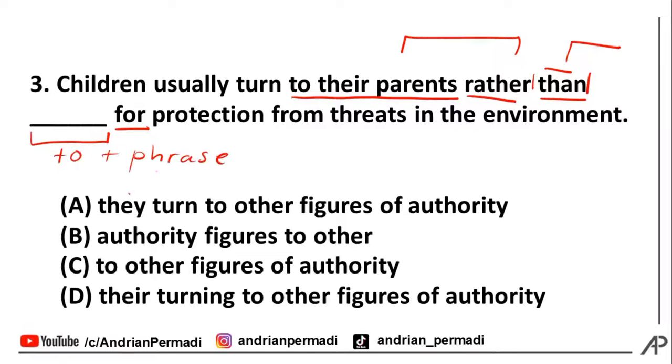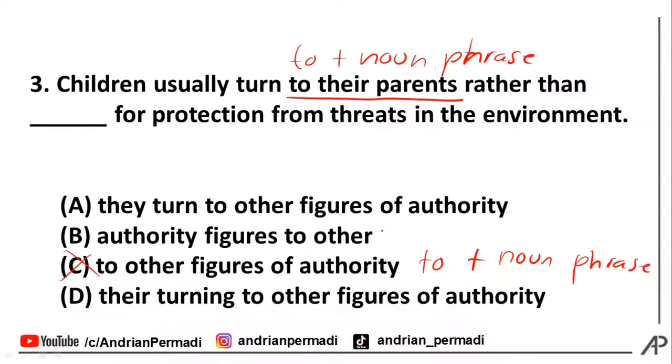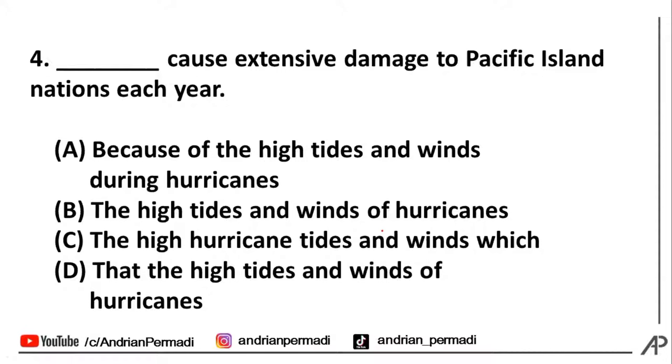We can conclude that the answer C is the correct answer, as it has the same structure as to their parents. To other figures of authority is to plus a noun phrase. Let's go to number four.